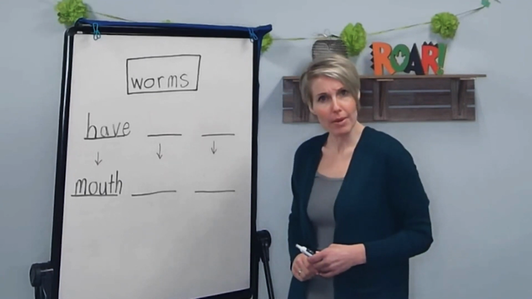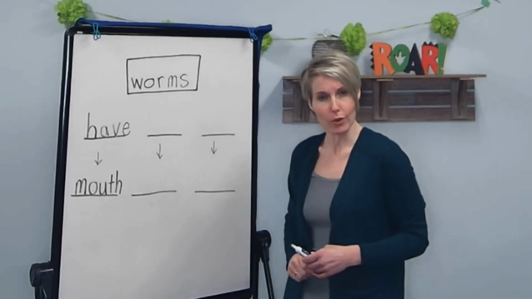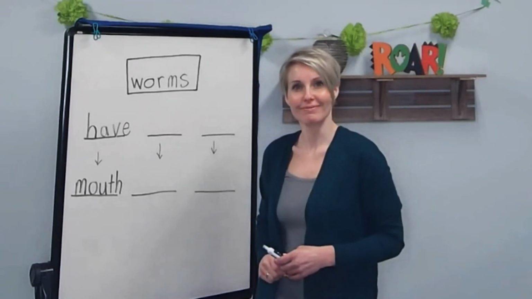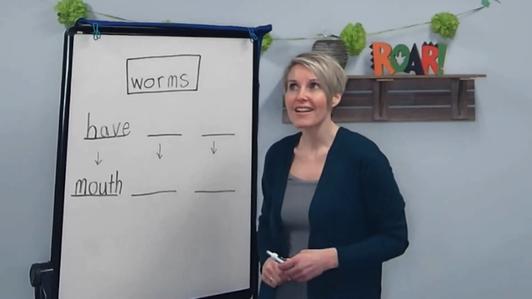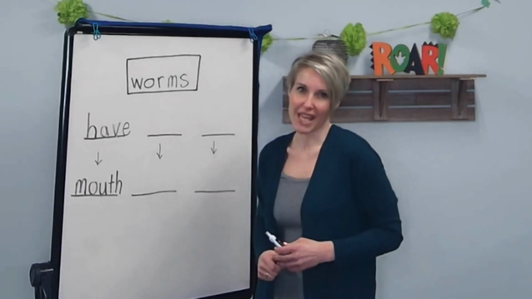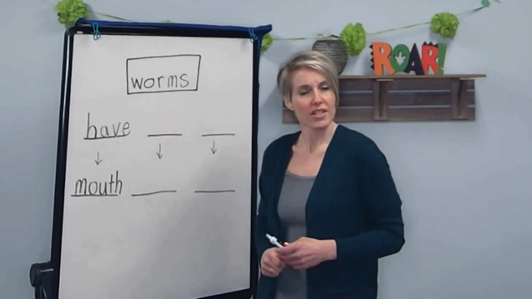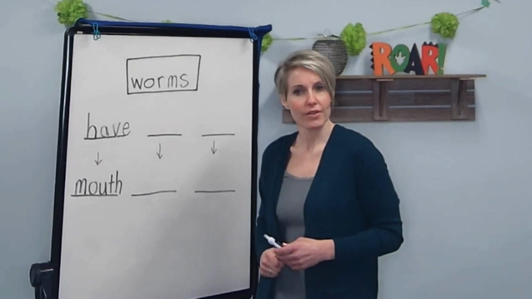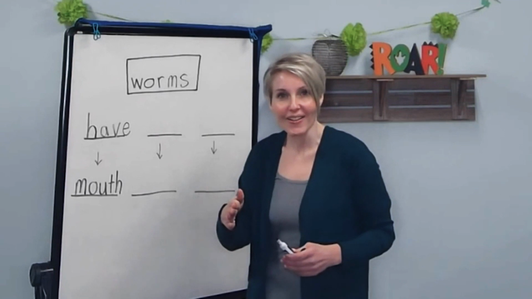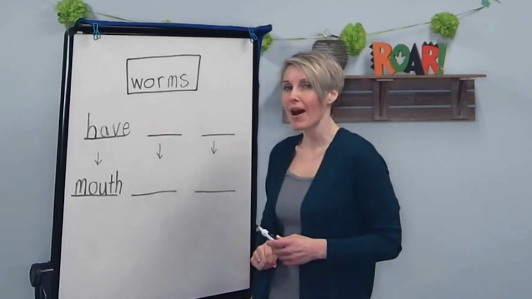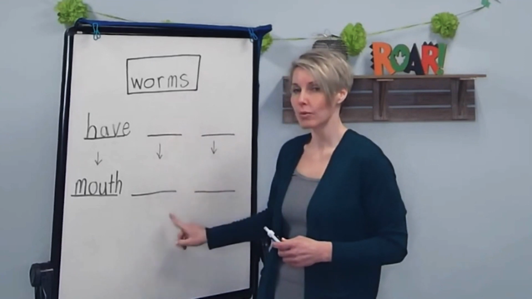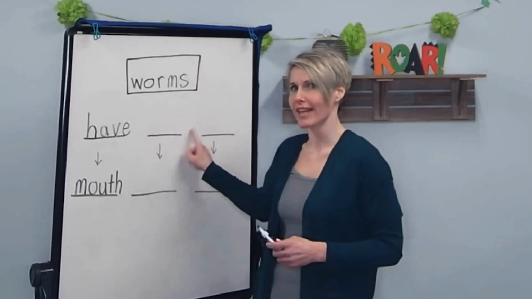Do you remember from the book some of the things worms can do? Can worms jump? No. Can worms run? No, worms can't run. What did the worms do? That's right, worms can wiggle. Let's think about how worms wiggle. Worms can wiggle. We need to write that word can.